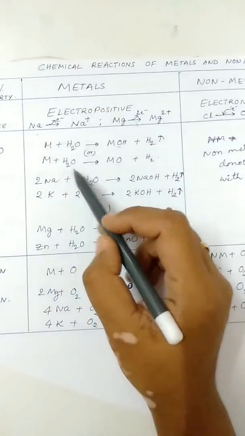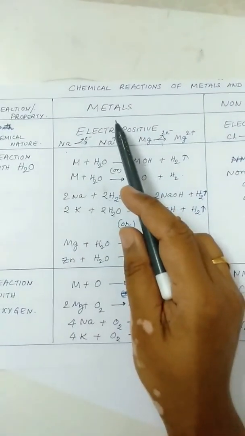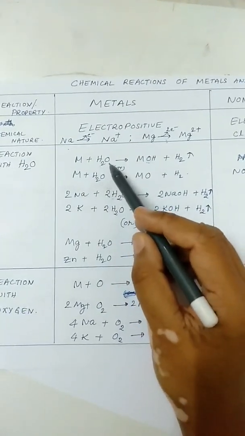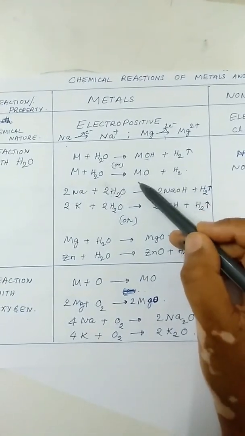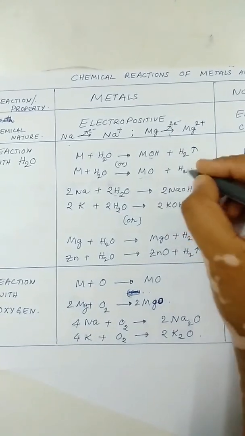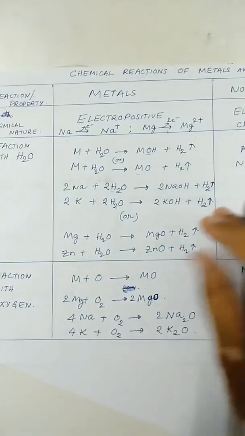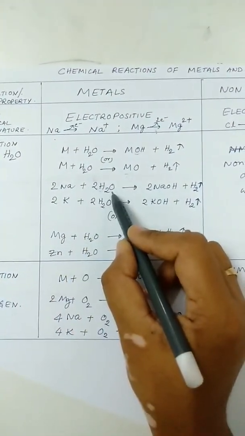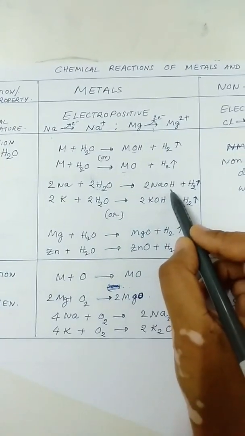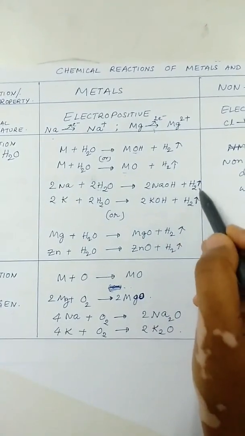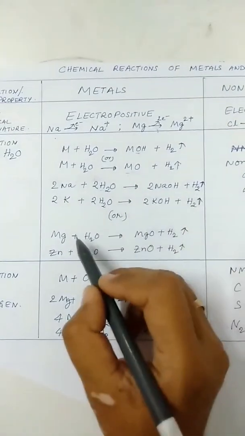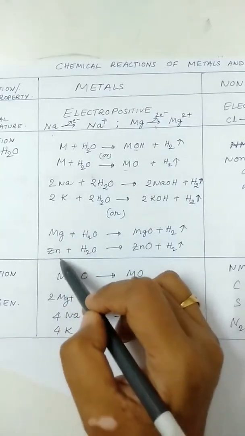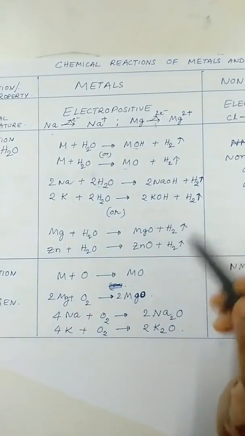So it's a general reaction showing the reactivity of metals with water. Metals react with water to form either metal hydroxide or metal oxide, and hydrogen gas is released. Some examples: sodium reacts with water to form sodium hydroxide and hydrogen gas is released. In a similar manner, potassium, magnesium and zinc also react with water.